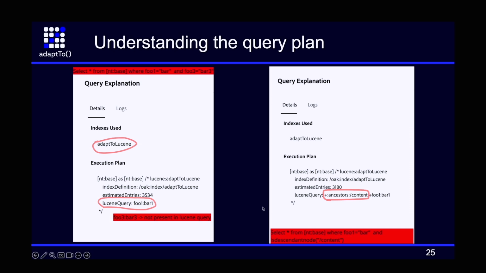So the second example over here is we have a property restriction on foo1 and a path restriction on /content, and as we can see, the path restrictions get translated into this plus ancestors query on the Lucene index, and we can see that it is an optimal query. Both the restrictions are being handled by the index.